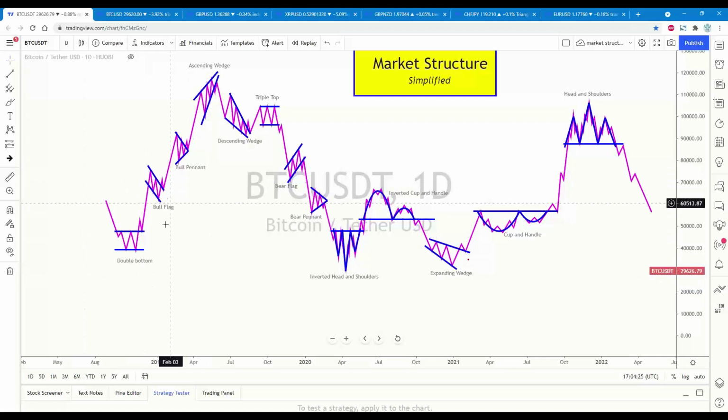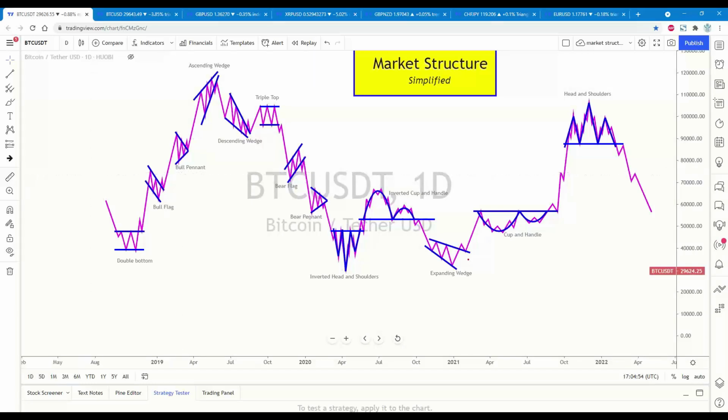Going from the left to the right, we can see double bottoms, bull flags, bull pennants, ascending wedges, descending wedges, triple tops, bear flags, bear pennants, inverted head and shoulders, expanding wedges, cups and handles, and head and shoulders. Now, head and shoulders are well known. They're talked about often, but they work much better for the stock market. Inverted cups and handles and right side up cups and handles are an interesting pattern.